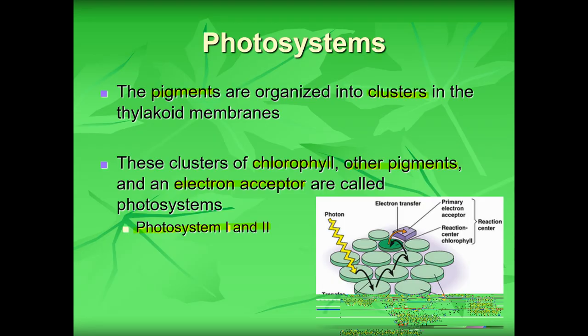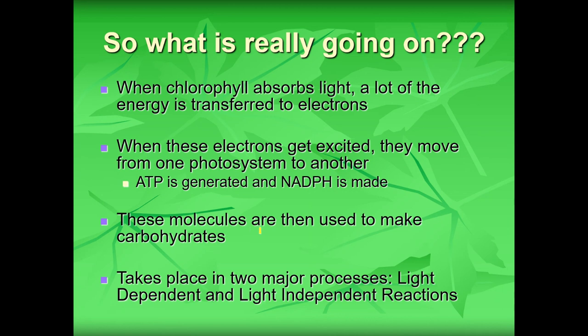They were named from the order they were discovered, not for the order in which they are in the processes. Okay, so don't let that confuse you. We're actually going to start in photosystem 2, and we're going to move to photosystem 1. So they were named based on discovery, not function. All right, so this is just going to be kind of an overview of what's going on.